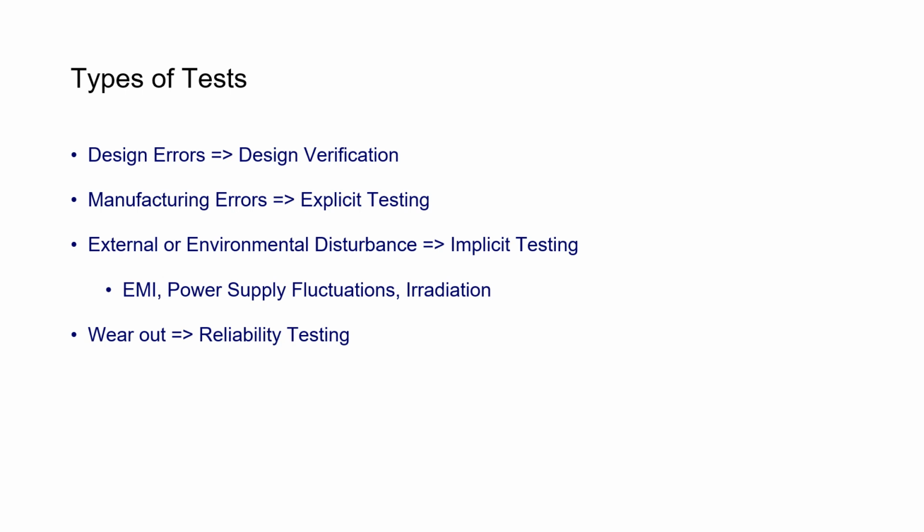External or environmental disturbance. Again, there is explicit testing, there is implicit testing. The disturbances are random in nature, right? The fluctuations in power supply, any radiation effect, EMI. I hope you all know what EMI is, right? Electromagnetic induction. Wear out. We spoke about wearing out, stress, right? So you do reliability testing.